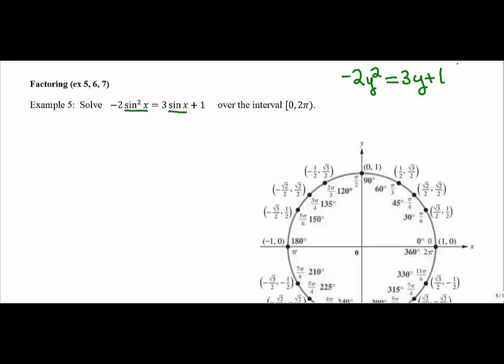So in algebra, if you were going to solve that equation for y, the first thing that you would try is to get everything on one side and try to factor. And it doesn't matter what side we bring everything to. So I'm going to go ahead and bring everything to the right hand side and get 0 on the left hand side.